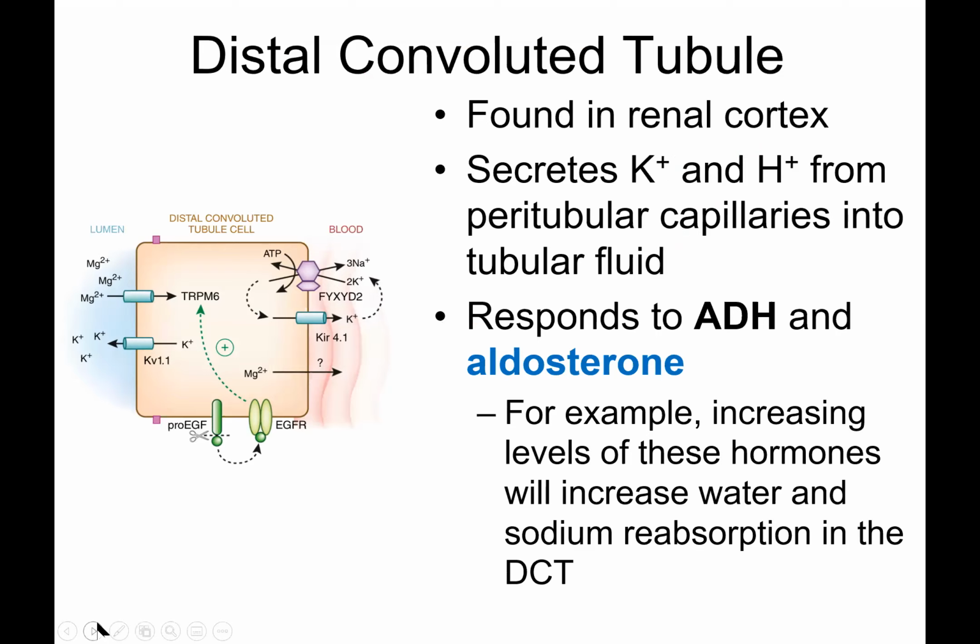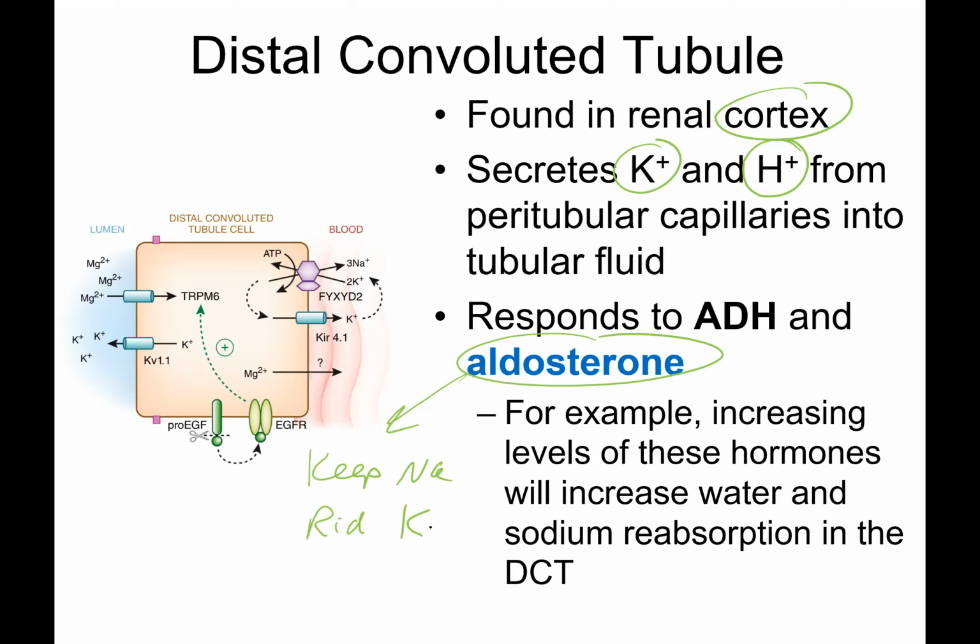Okay, the distal convoluted tubule, which you find in the cortex, will get rid of potassium and hydrogens. So aldosterone, when aldosterone is present, you keep sodium and rid of, probably better said, some potassium.